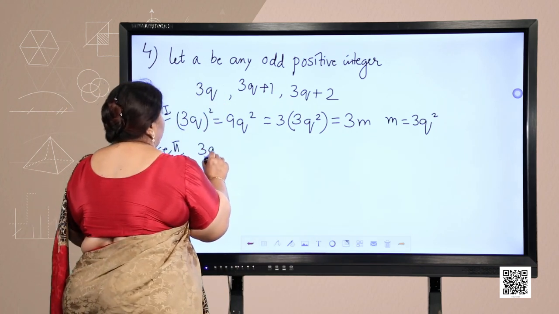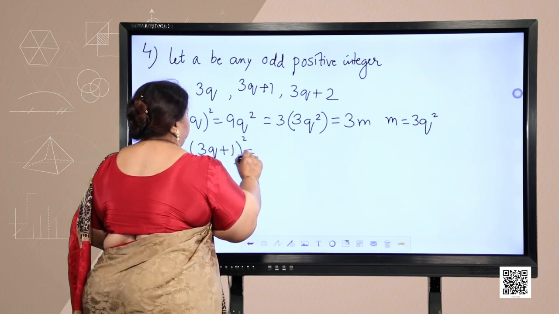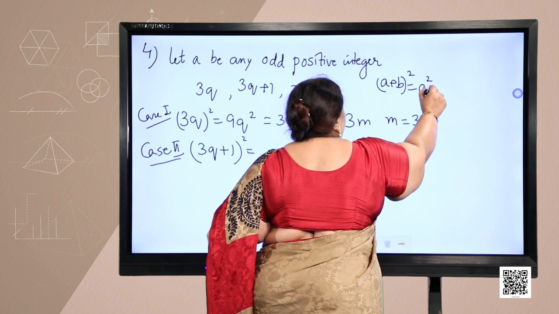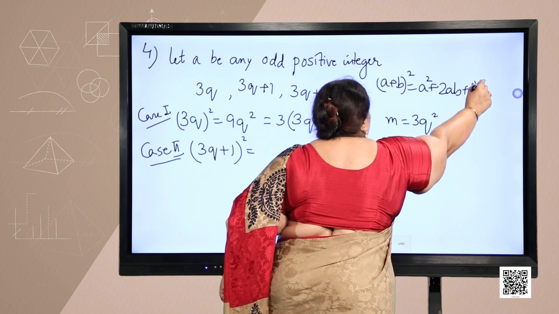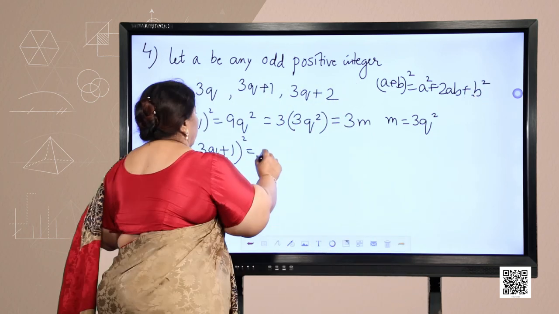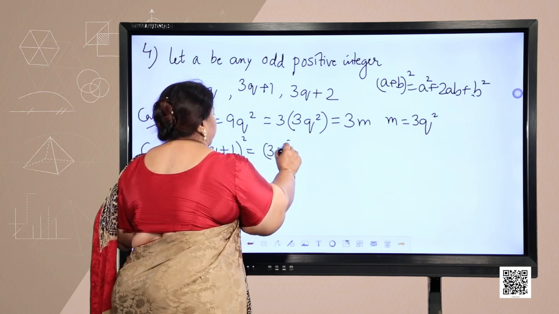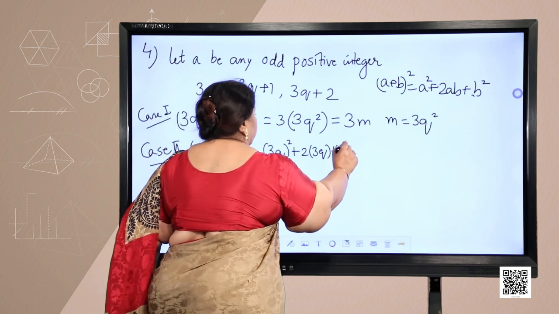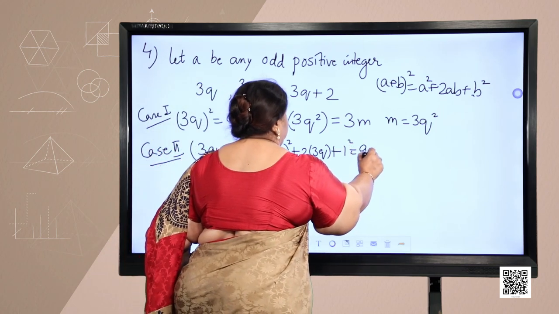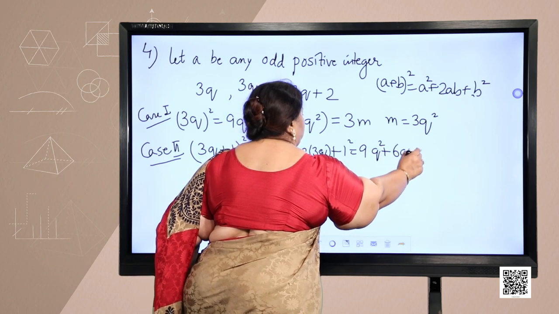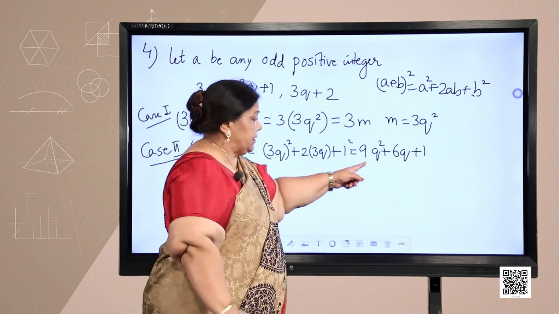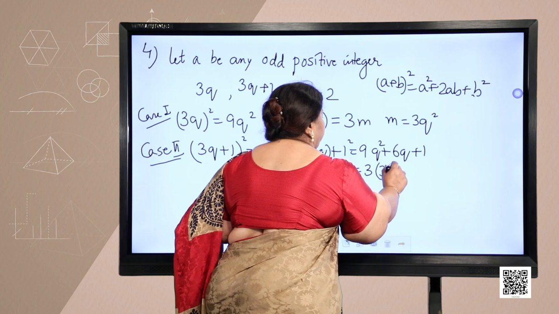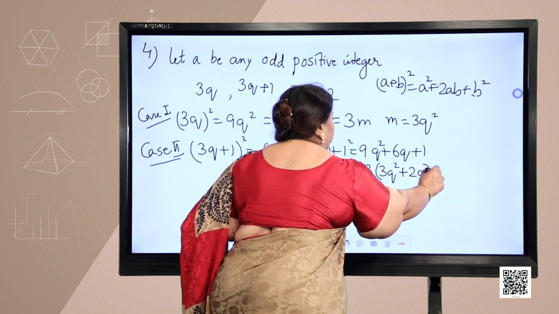In this, 3q plus 1 whole square. What is a plus b whole square? Let me write down the identity here. We have a square plus 2ab plus b square. So, it is 3q square plus 2 into 3q into 1 plus 1 square, which can be written as 9q square plus 6q plus 1. Here, I can see that I can take 3 as common in the first two terms, and I can write it as 3 into 3q square plus 2q plus 1.